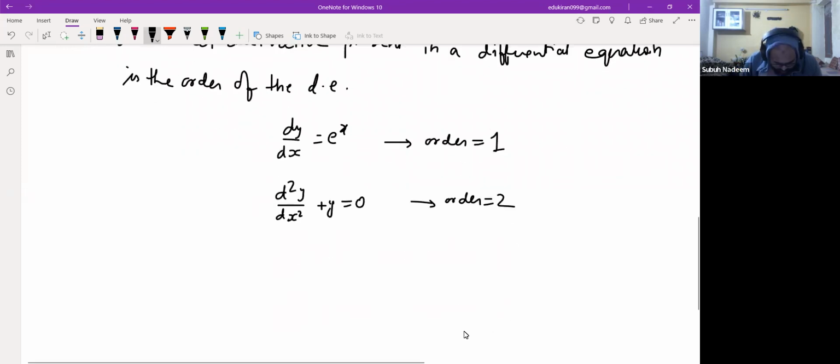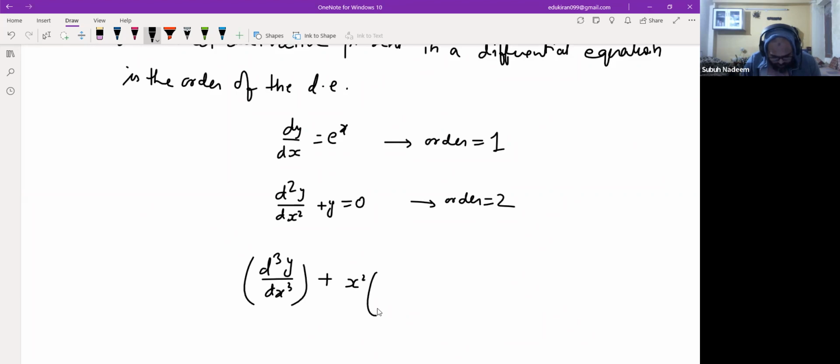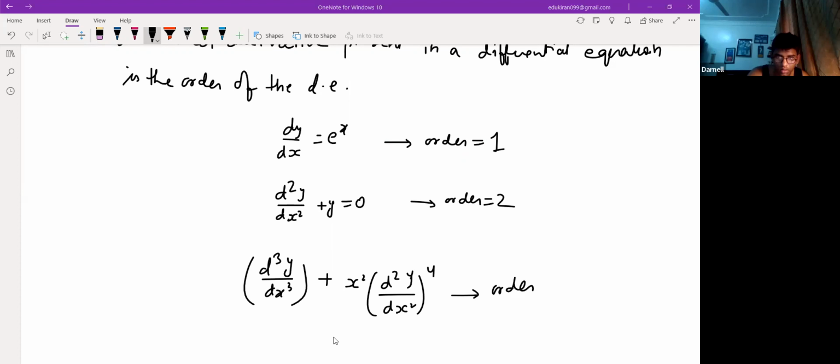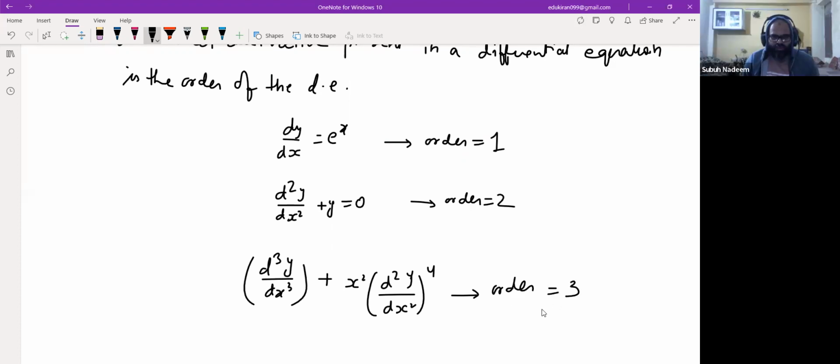If I give you an example, d cube y by dx cube plus x square times d2y by dx square to the power 4. Can you tell me what is the order of this differential equation? Also 3. Yes, it will be 3. Order is 3. Highest order derivative is 3.